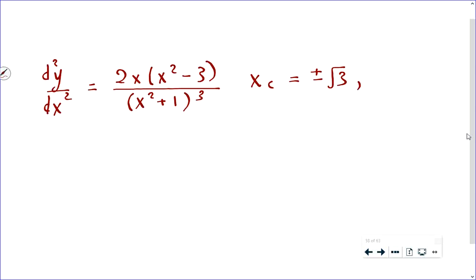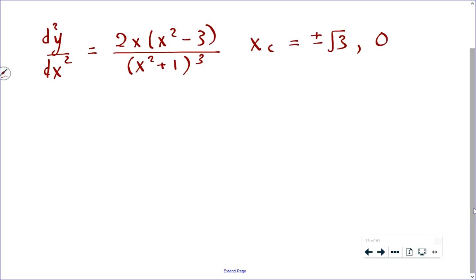Also, there's another value of x that makes the second derivative 0, and that's 0 because of the 2x. The denominator doesn't have any zeros, so we're done. So our second derivative table will go from negative infinity to negative root 3, from negative root 3 to 0, from 0 to root 3, and from root 3 to infinity.